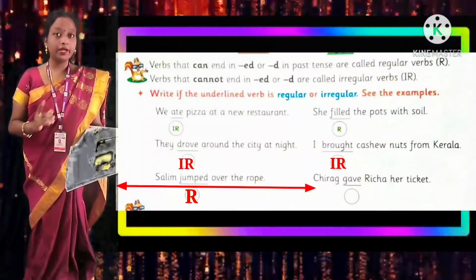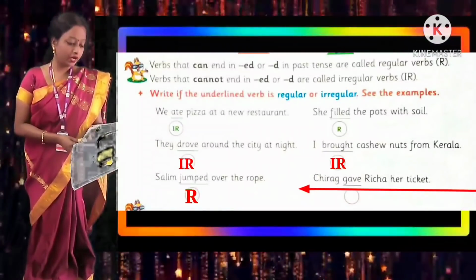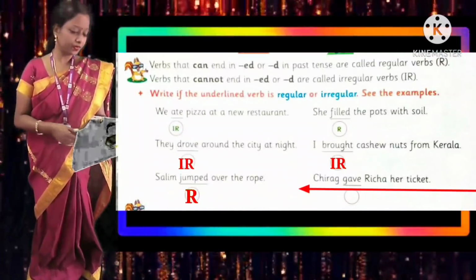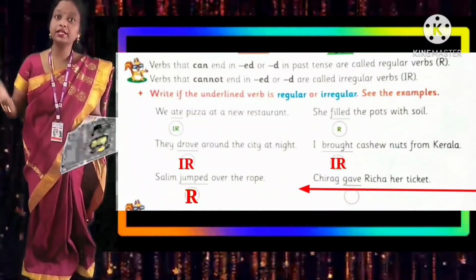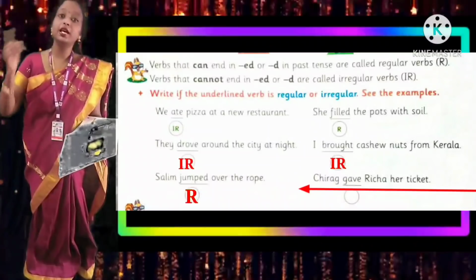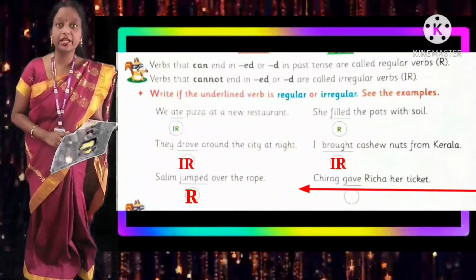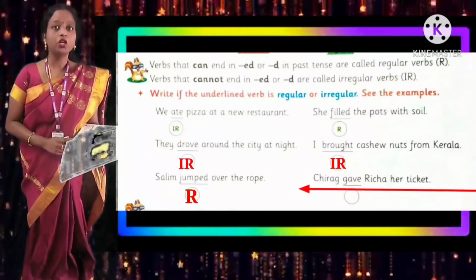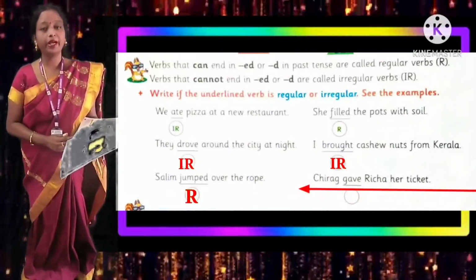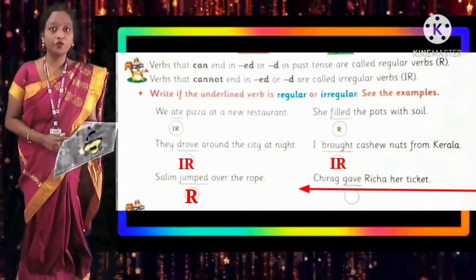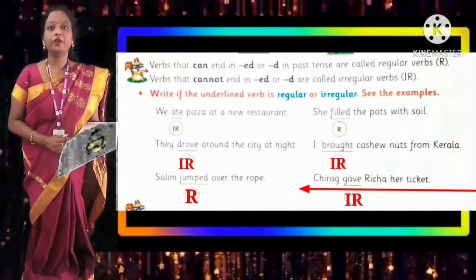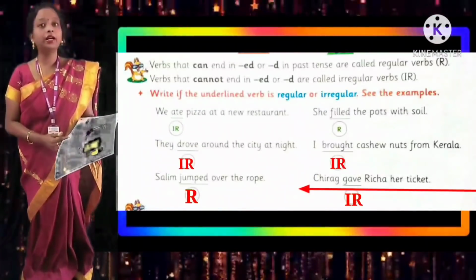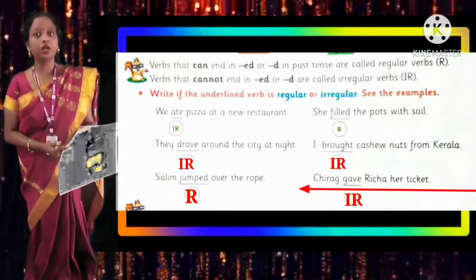Okay. Now next is Chirag gave Richa her ticket. Here give, past tense is gave. So we didn't say gived. Did we add here ed or d? No. So it is an irregular verb. So we will be writing here IR. Again I'll say, Chirag gave Richa her ticket. It is an irregular verb.